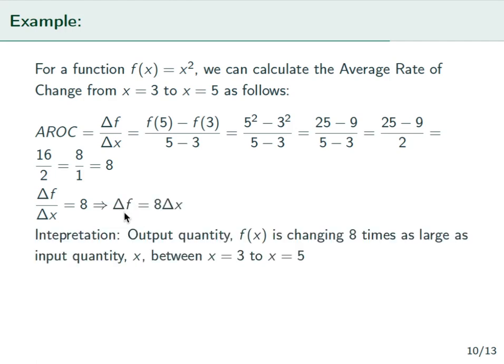So you can think as we multiply delta x both sides. Then we get delta f equals 8 times delta x. That means that the output quantity, function f of x, is changing 8 times as large as the input quantity, x, between x equals 3 and 5. So in this interval of input quantity of 3 and 5, the function is changing 8 times as large as the input quantity on average.